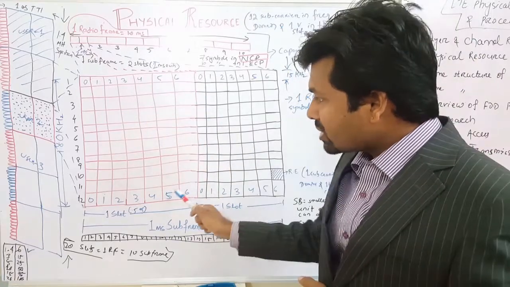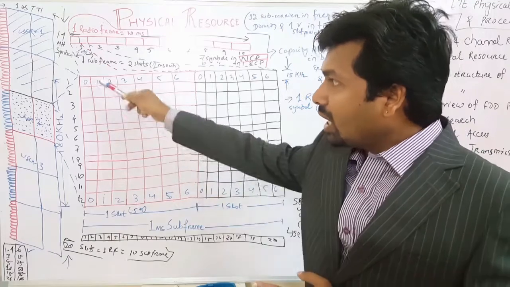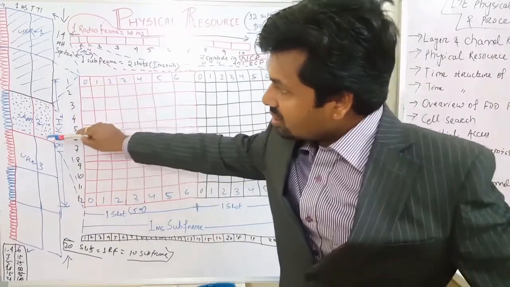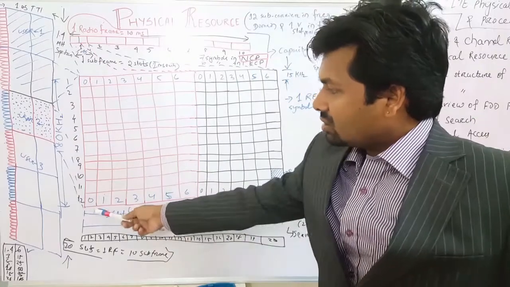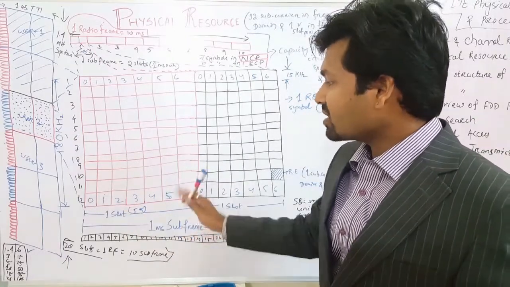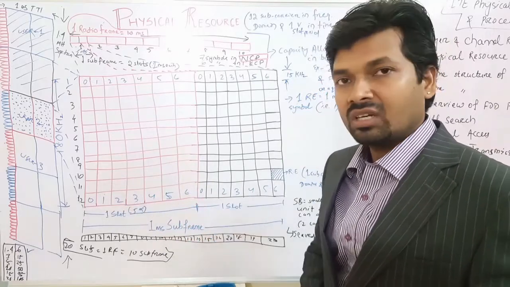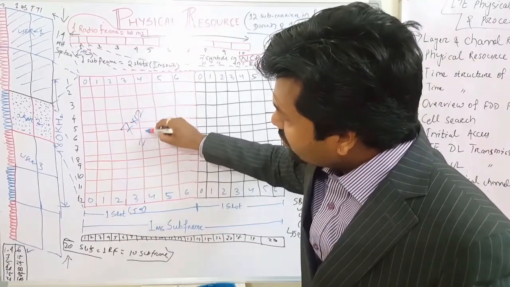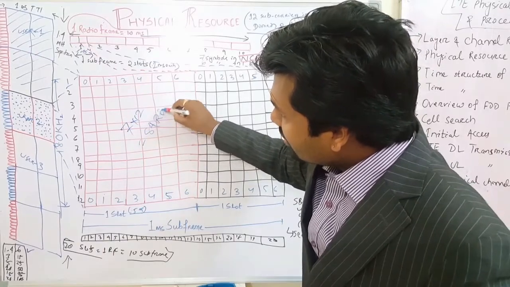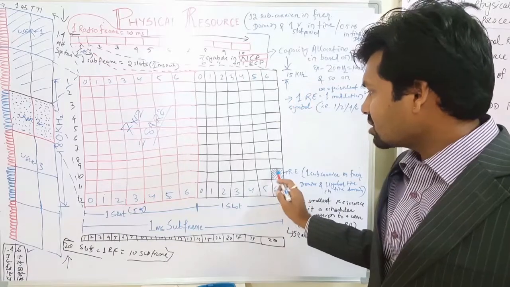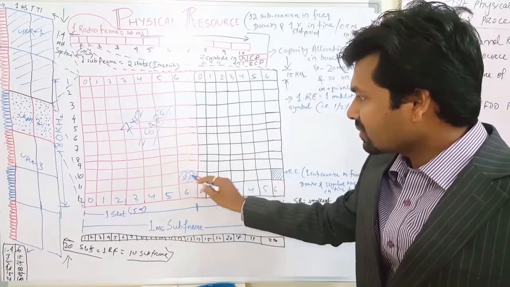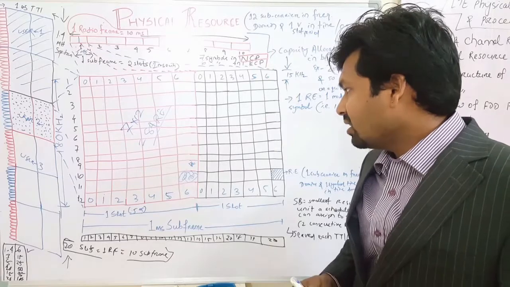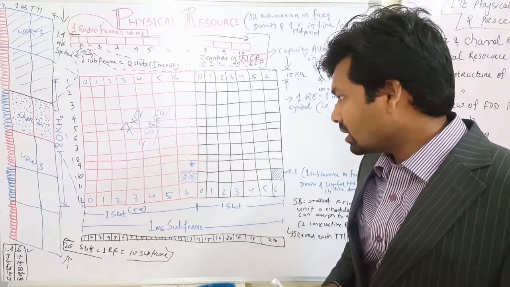So this is one slot and one carrier, 180 kilohertz. This to this is 180 kilohertz, okay. And in time domain it is 0.5 millisecond. So in normal cyclic prefix we have 0, 1, 2, 3, 4, 5, 6. So 7 into 12 subcarriers is 7 into 12 equal to 84 resource elements. What is a resource element? This is the smallest unit. You can take this one. This is one resource element. One resource element is the smallest unit, theoretically, which is allocated for any user.